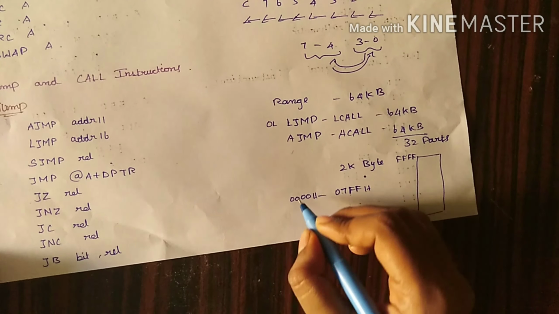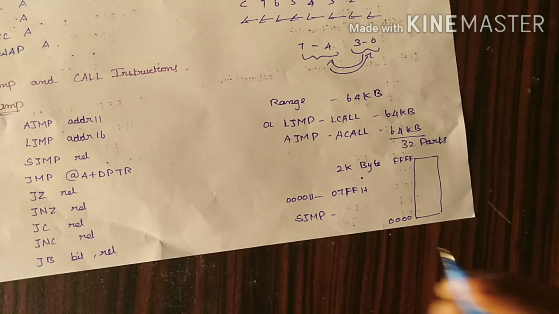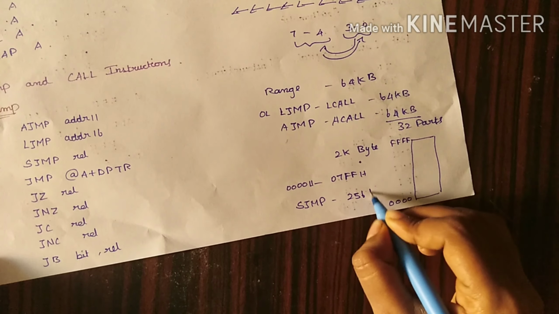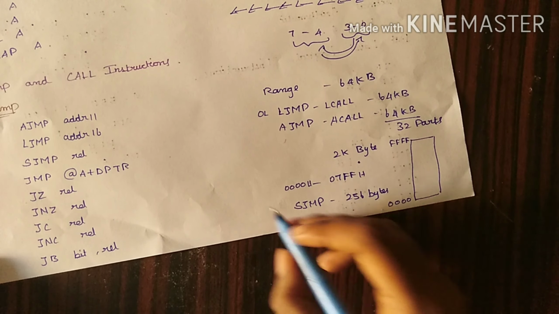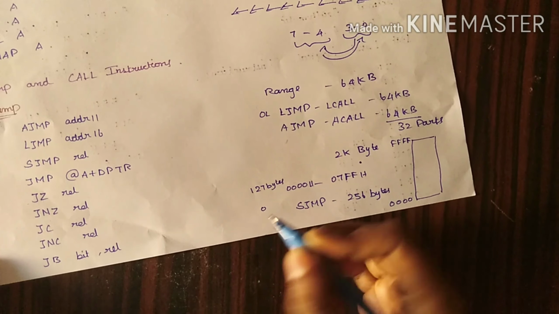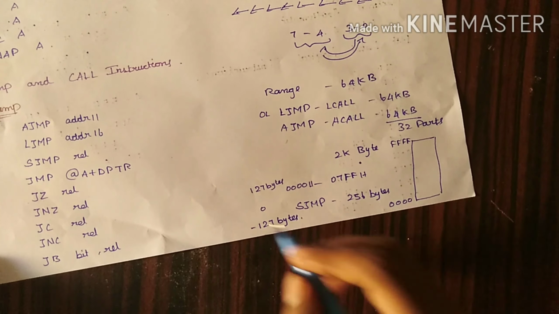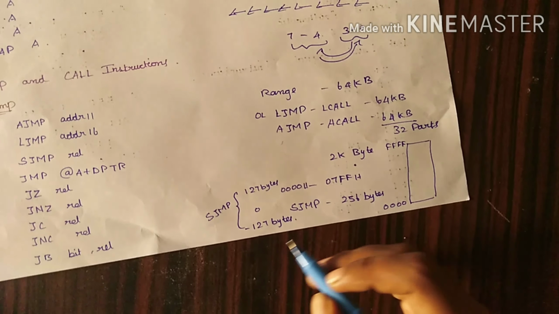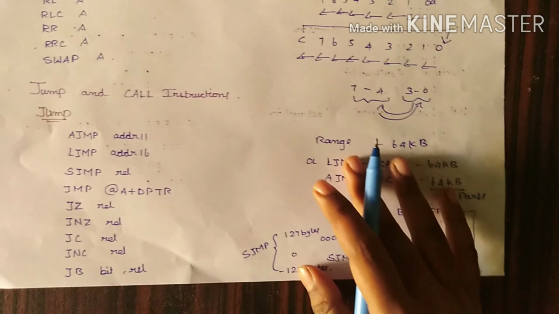And the next range is short jump. This is a relative range of addresses, that is, this will have 256 bytes. That is, we can go forward or backward in this. So if we start from 0, we can go forward up to 127 bytes, and we can go backward up to minus 127 bytes. So this is the range of short jump. We can perform operations, that is jump and call, within this relative address range.